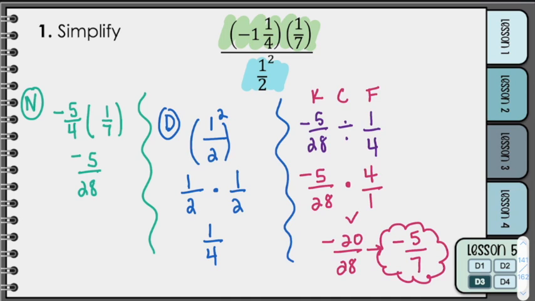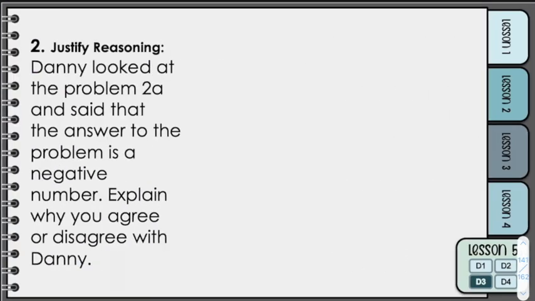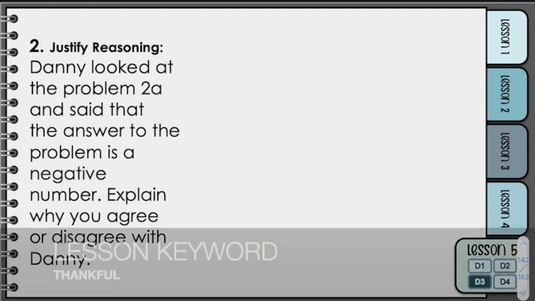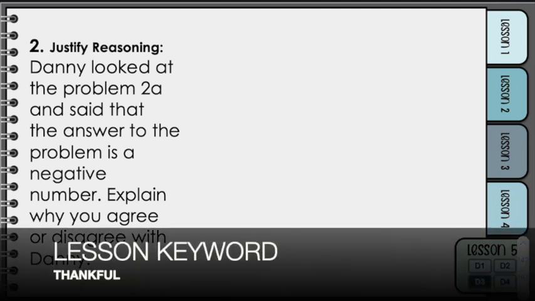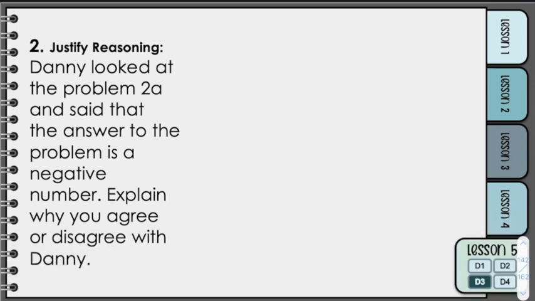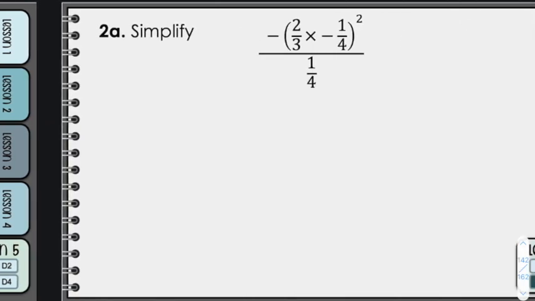Okay. Let's look at number 2. We're going to justify. Danny looked at the problem 2a and said that the answer to the problem is a negative number. We have to explain why we disagree or agree with him. All right, so let's look at 2a.